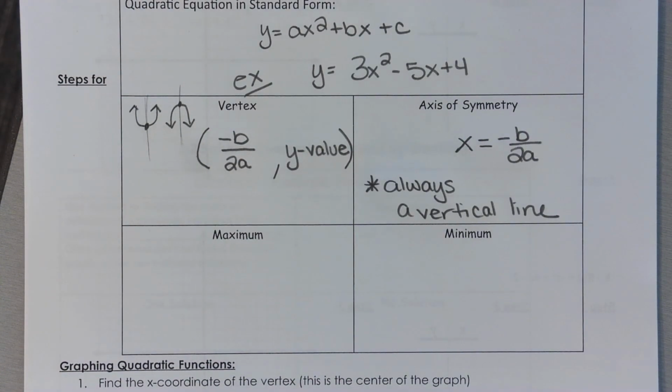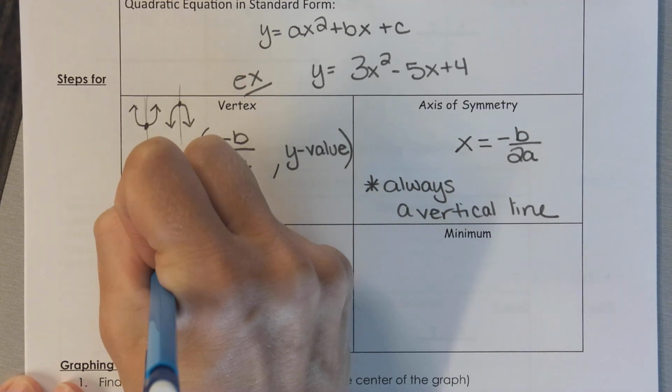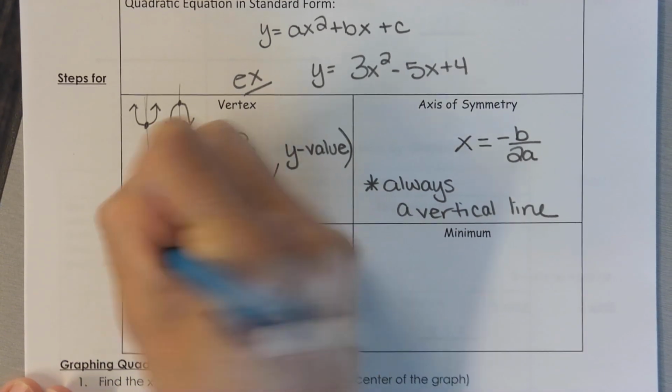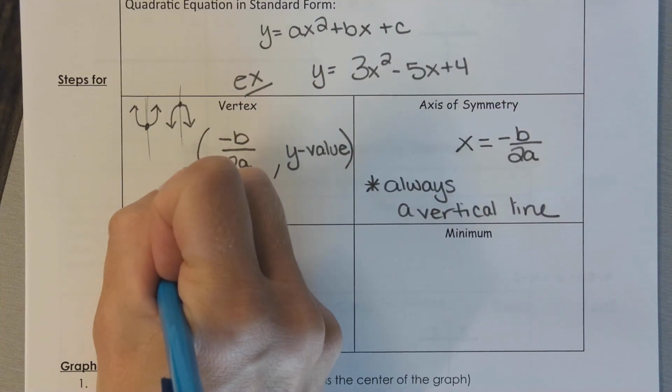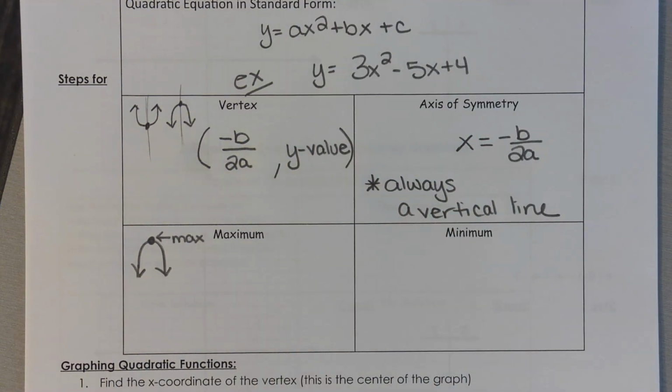Alright, also, these graphs have either a maximum or a minimum, and it depends on the way the graph opens. So I'm going to draw another parabola. You have a maximum if your graph opens down like a frown. And your maximum has another name. What did I call it a minute ago? The vertex. So your max or min is also your vertex. So you could call it either, they're the same thing.